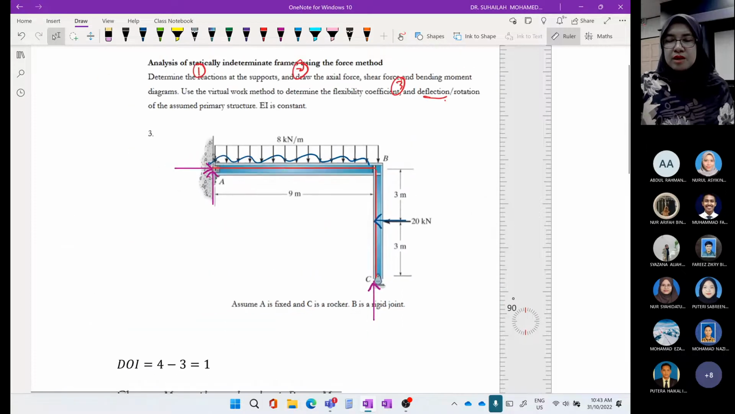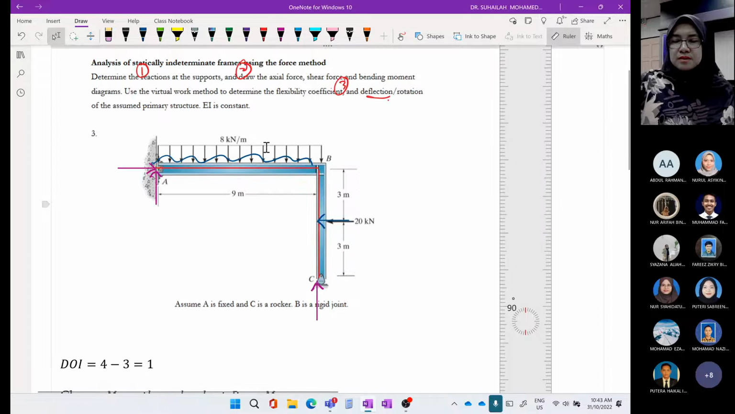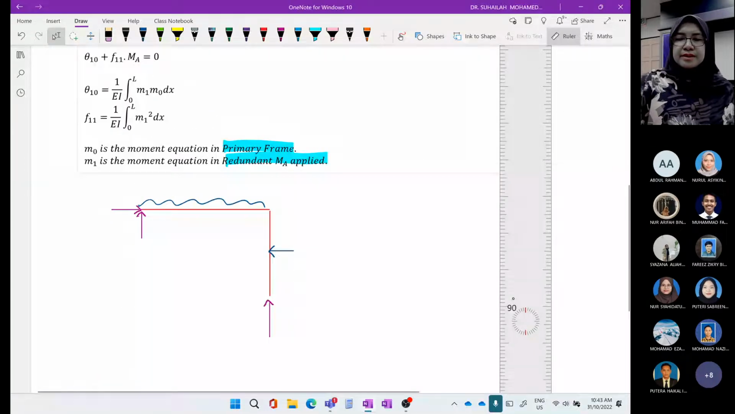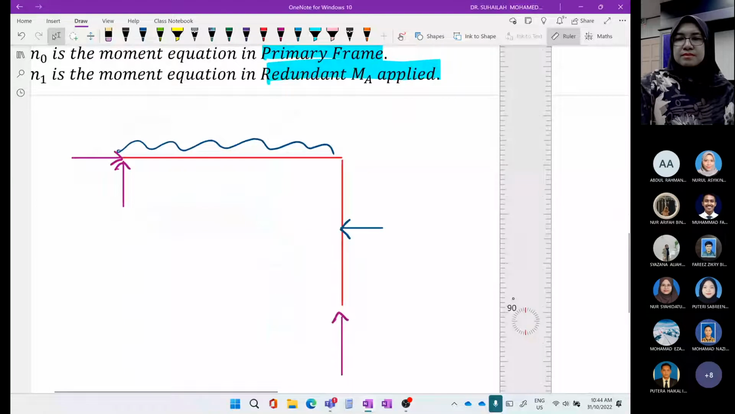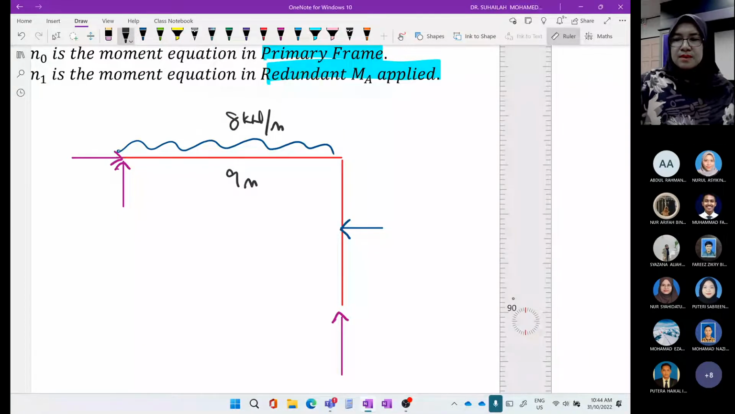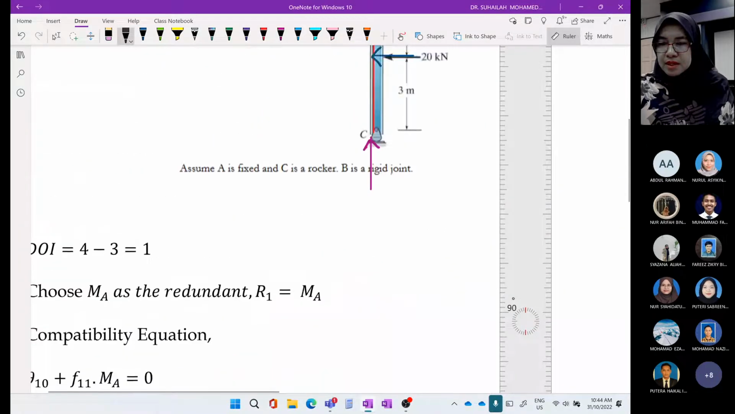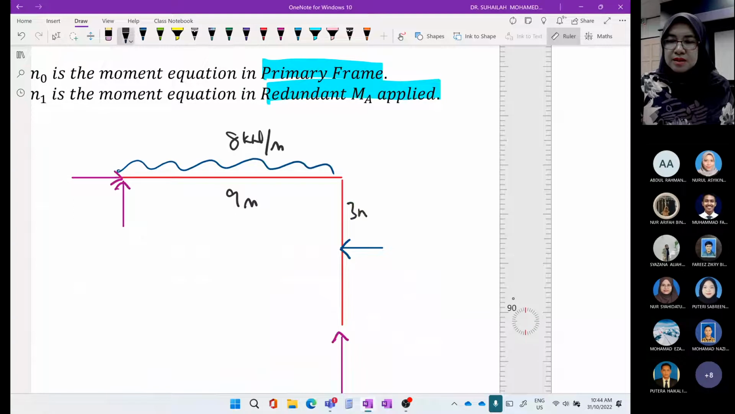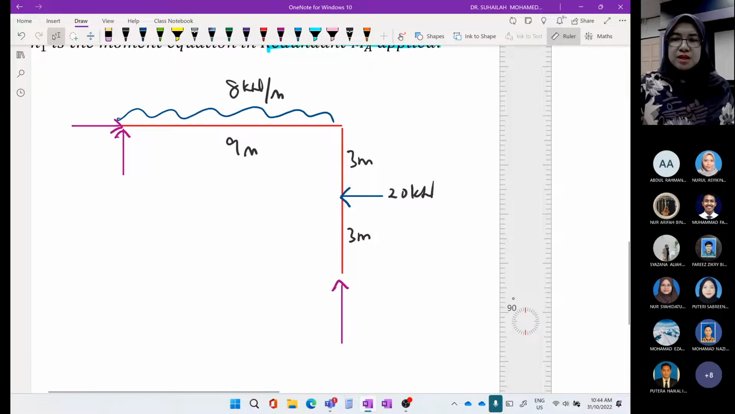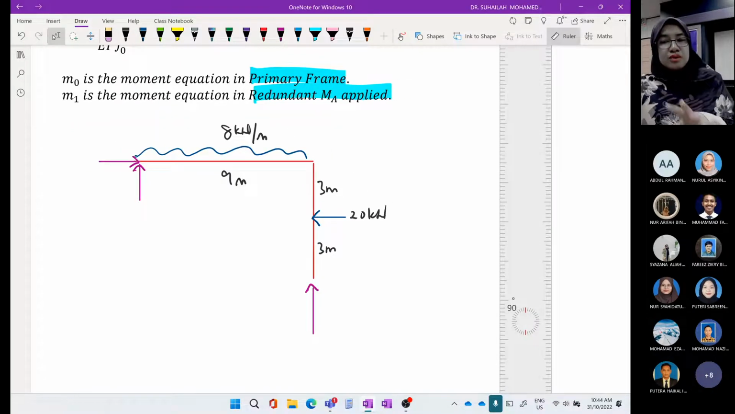Okay, 8 kilonewton per meter along 9 meter length. This is 8, 9 meter, and 20 kilonewton at the center, 3 meter, 3 meter. 20 kilonewton. Okay, so this is the primary frame.